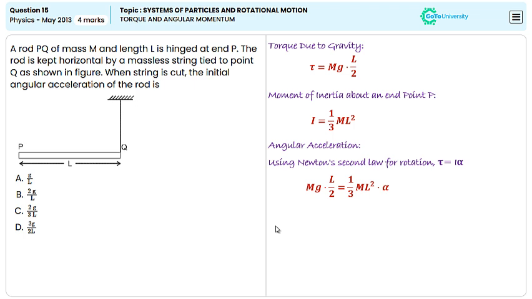Now solving for alpha, we get alpha equals mg L/2 divided by 1/3 mL squared. Further solving, we get 3g/2L. Therefore, the initial angular acceleration of the rod is 3g/2L, which corresponds to option D.